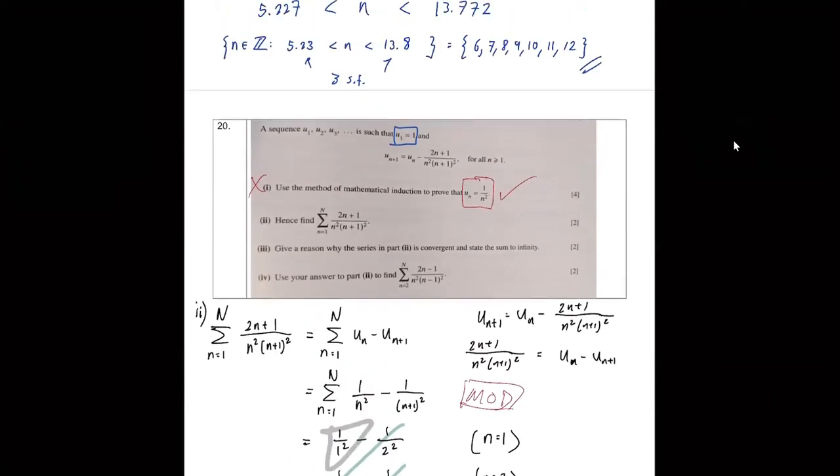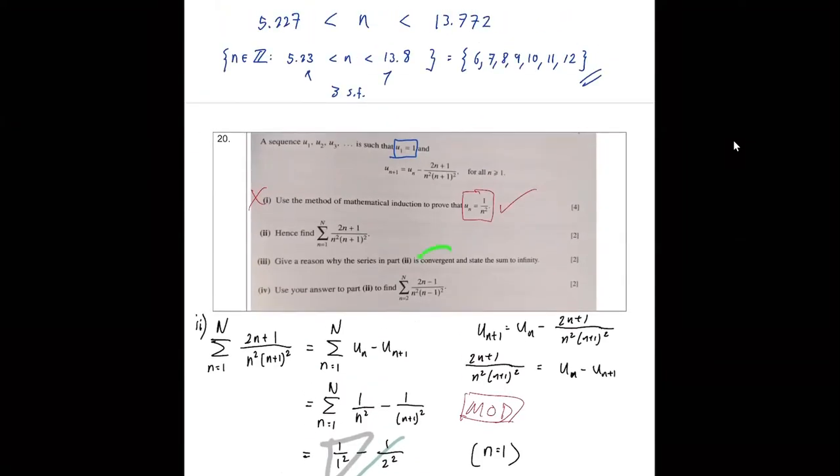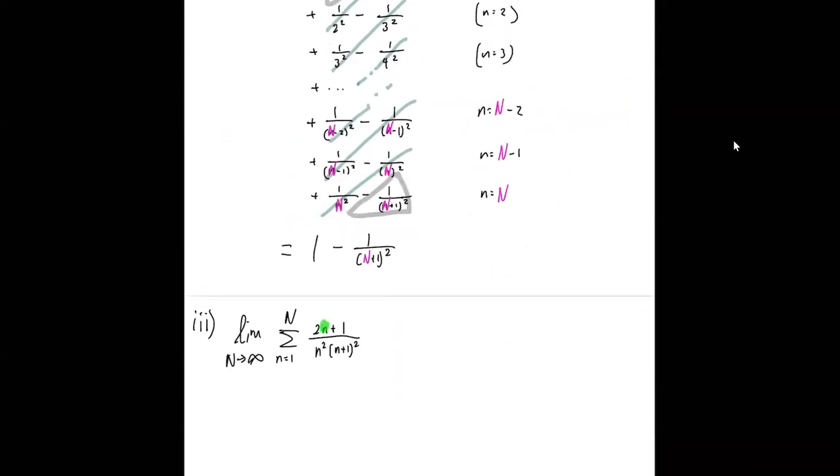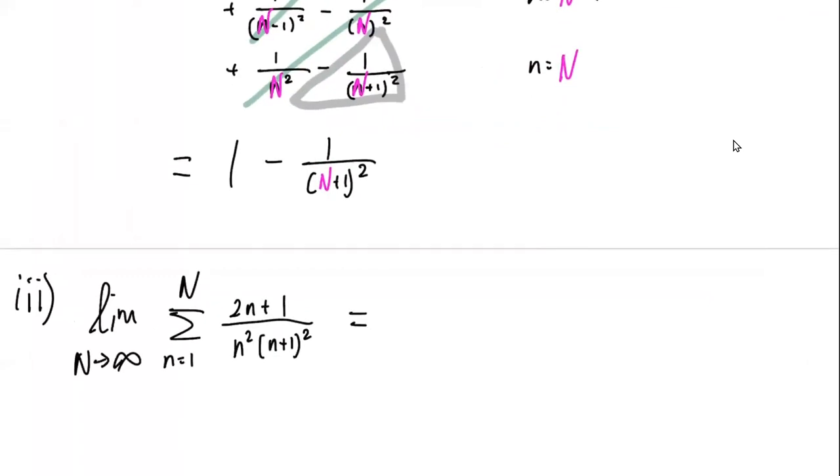So yeah, then what is the question asking? We want to give a reason why the series in part 2 is convergent. Convergent just means that if you let the variable, in this case capital N, go towards infinity, we need to see it reach a specific value. In this case, I just have to replace the summation from n going from 1 to capital N with the expression we found from part 2. So limit as N goes to infinity.